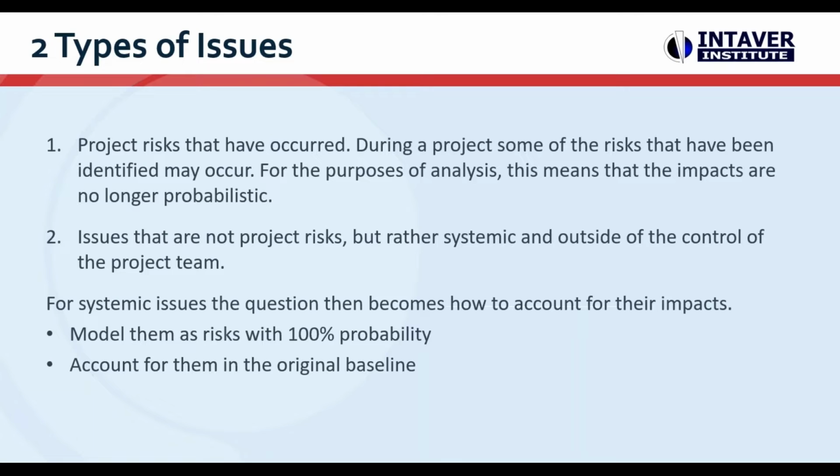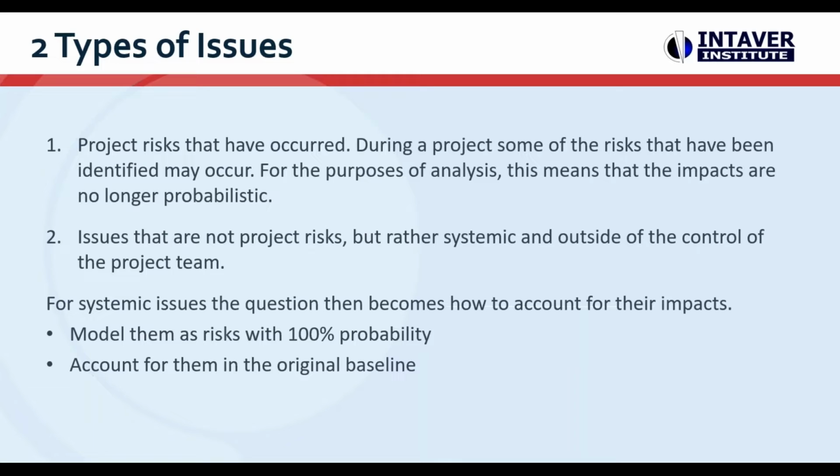I'd like to differentiate now that there are two types. There are project risks that have occurred. So risks that we've identified and then they occur, so they become an issue. They are now a part of the ongoing project, and they need to be dealt with. Not all of the risks become issues, but some do. And for the purposes of an analysis, if you're running an SRA or a cost analysis or a joint cost and schedule analysis, the impacts are no longer probabilistic. Whatever the impacts were, they are now occurring at 100%.